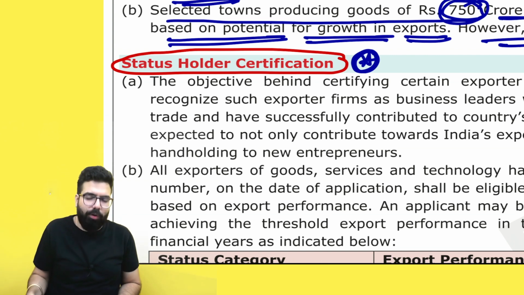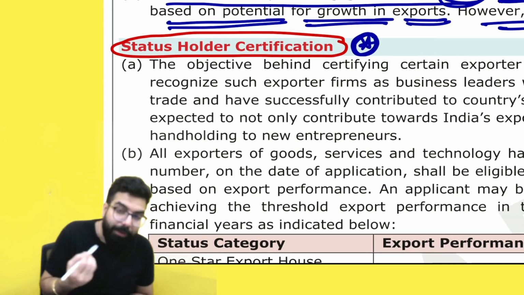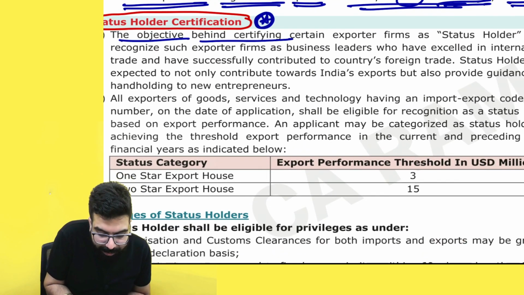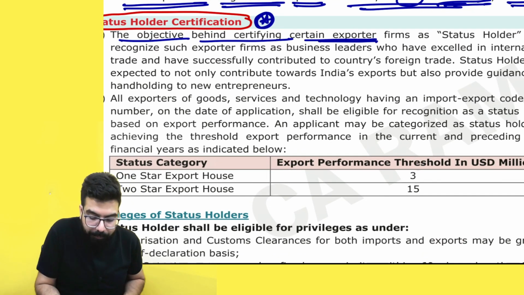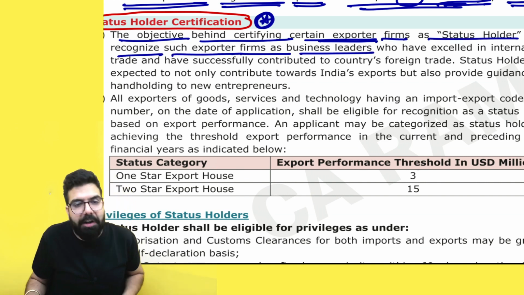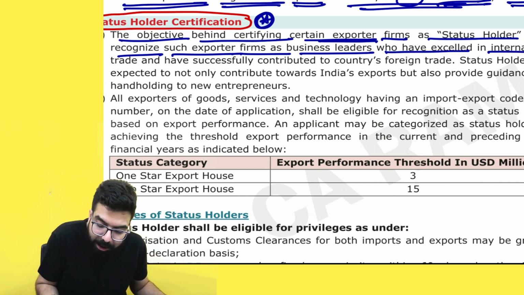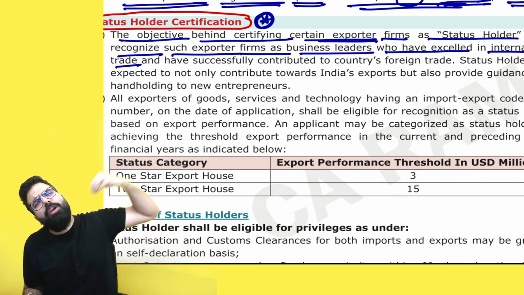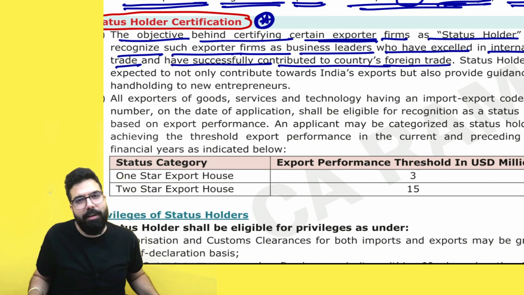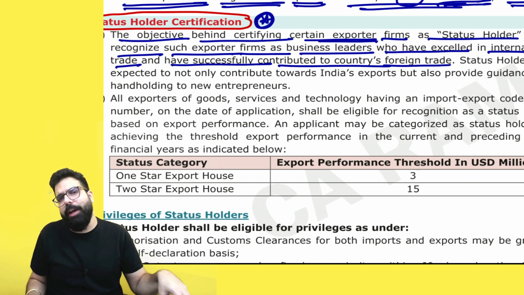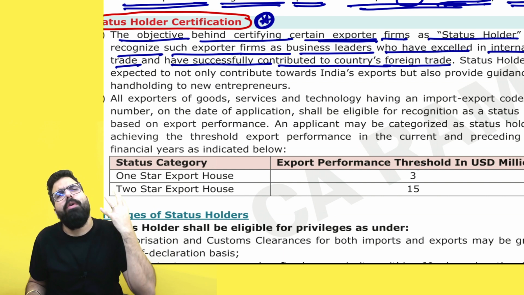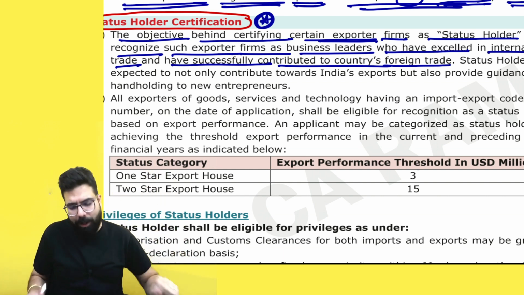We'll be talking about the status holder benefits later, but first let's read about the status holder recognition certificate. The objective behind certifying certain export firms as status holder is to recognize such export firms as business leaders. These are business leaders who have excelled in international trade and have successfully contributed to the country's foreign trade. Means they are contributing a huge amount. Basically, they are exporting hugely. That's all they are trying to tell.